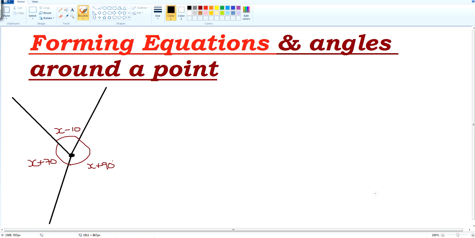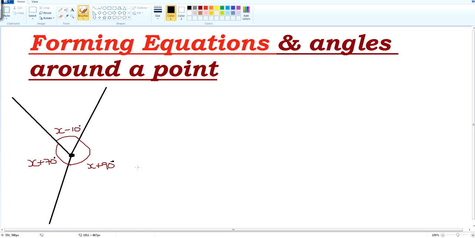Okay, so let's have a look at this question. We've been given a question on angles around a point, 3 angles around a point, and the angles have been labeled x minus 10 degrees, x plus 90 degrees and x plus 70 degrees altogether, yeah?